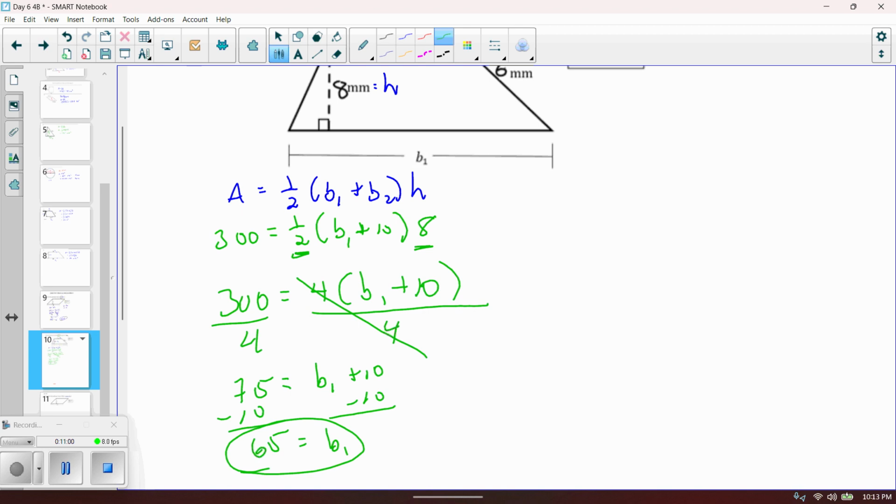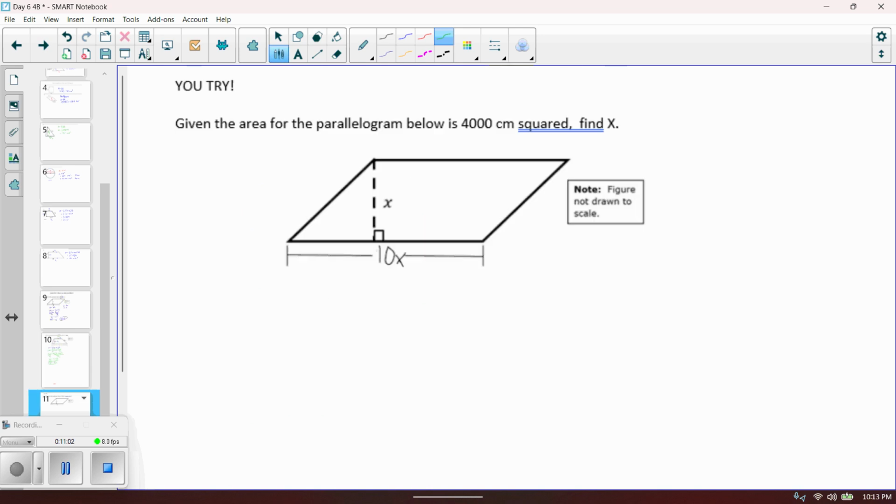Okay, one more problem. Once again, they are giving us the area. Given the area of the parallelogram is 4,000 centimeters squared, find the x. This is very similar to the one we just did a couple of problems ago. Area of a parallelogram, once again, is just base times height. Here's your base. Here's your height. The area is 4,000. We put 4,000 where the A is. The base is 10x. The height is x.